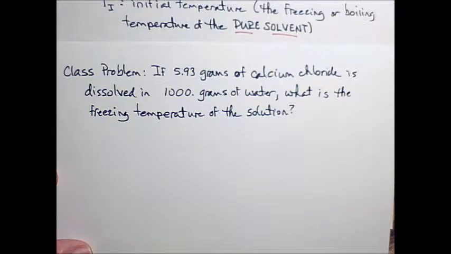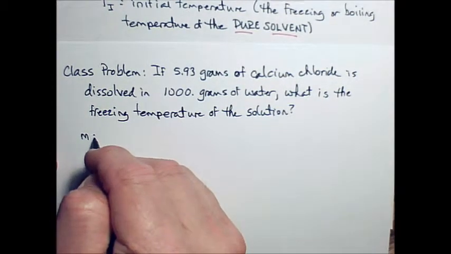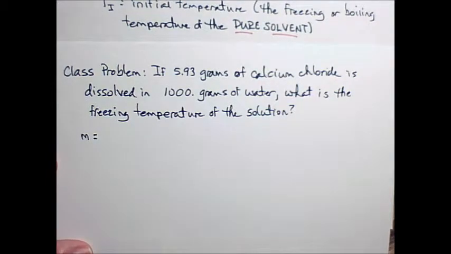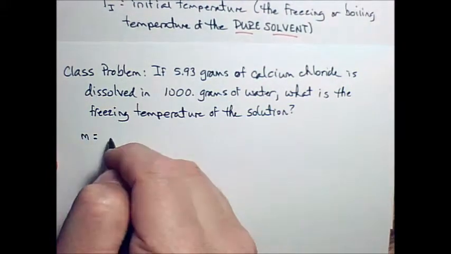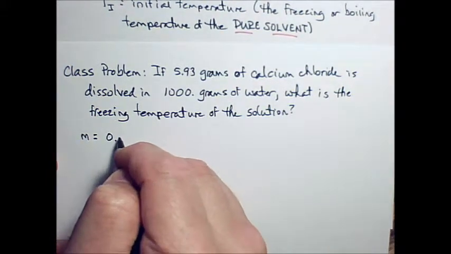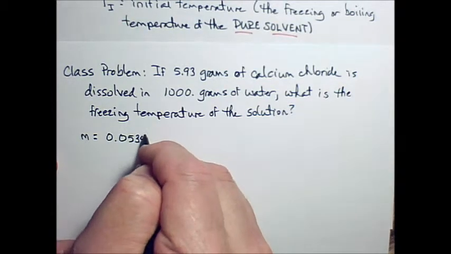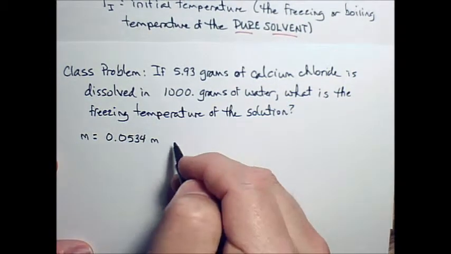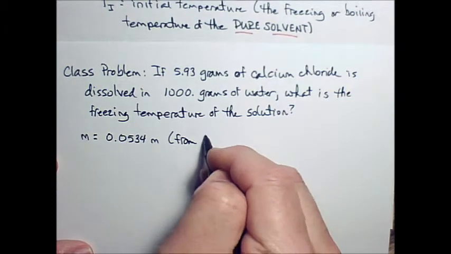Okay. Well, we already calculated the molality, and I did that for a reason. This is the one we already calculated the molality for. So we already know what m is for this problem only. We already calculated it to be 0.0534, from the earlier problem we did.